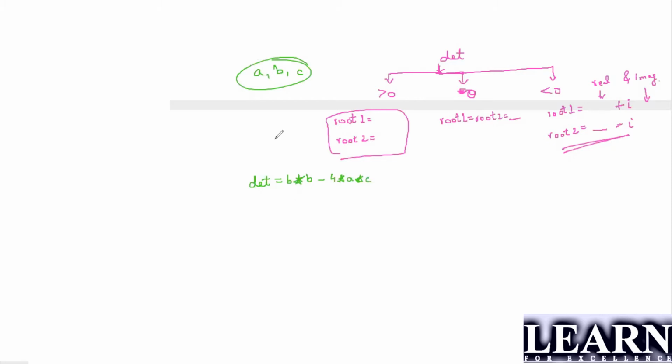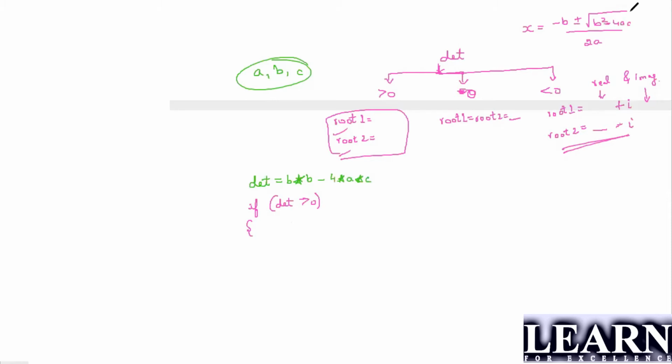Yes, what is the first condition? First condition says if determinant is greater than 0. If it is greater than 0, we already got to know we have got two roots, right? What is the formula here? I'll write it down here. Please make a note of it. X equals to minus b plus or minus root of b square minus 4ac divided by 2a.